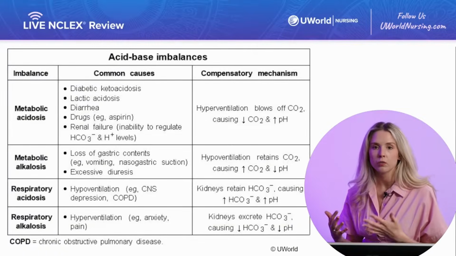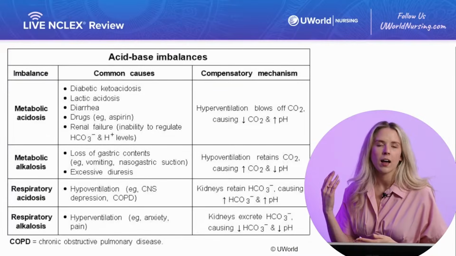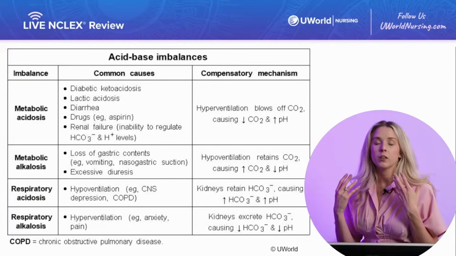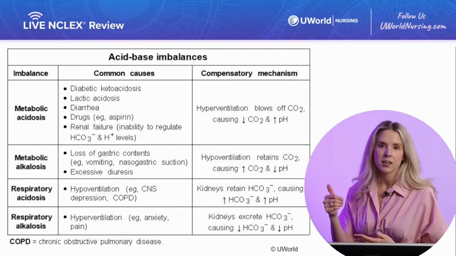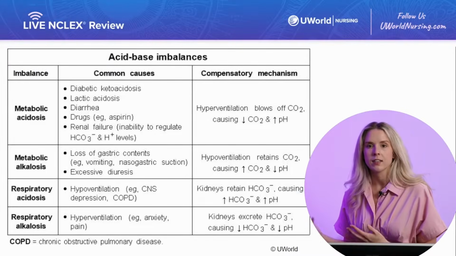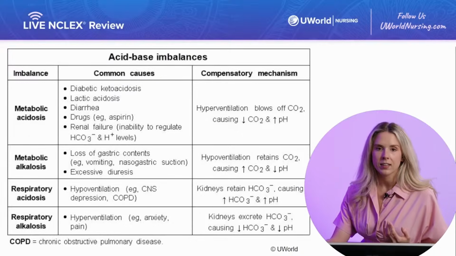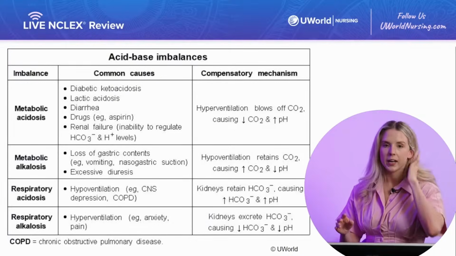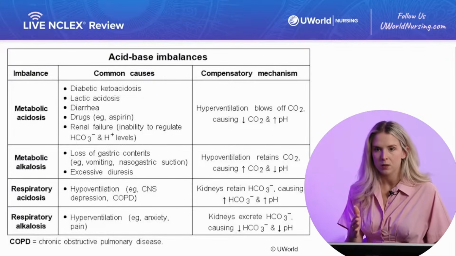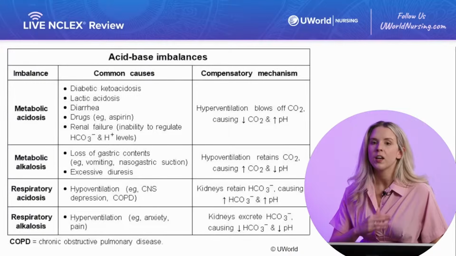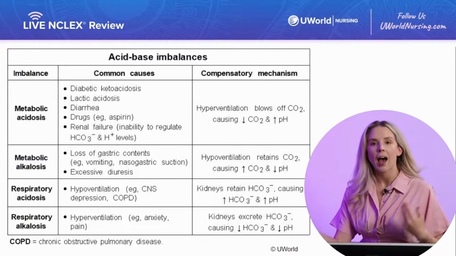They're breathing too fast. They're blowing off all that acidic CO2. Therefore, they're getting rid of too much acid, which is going to increase our pH level to a more alkalotic state due to that lack of acid. So quick refresher here for respiratory. If we are hypoventilating, we're going to be put into respiratory acidosis. If we're hyperventilating, we're more likely to be in respiratory alkalosis.